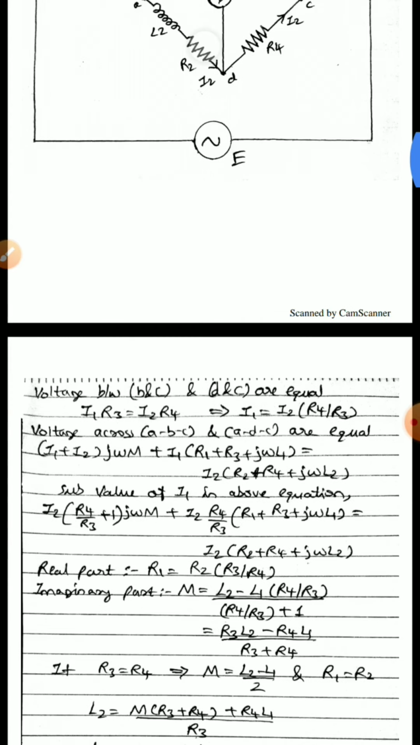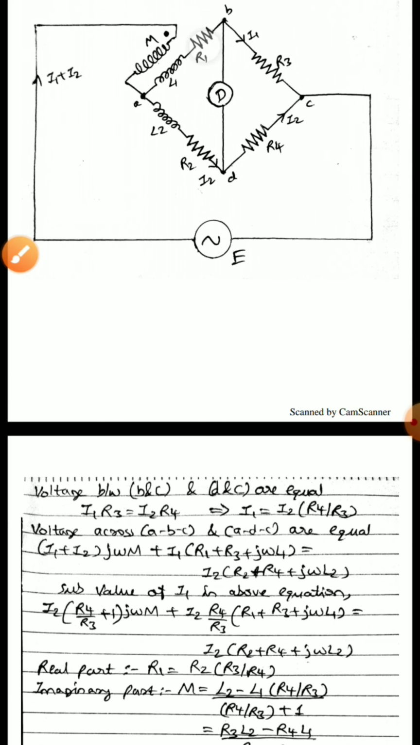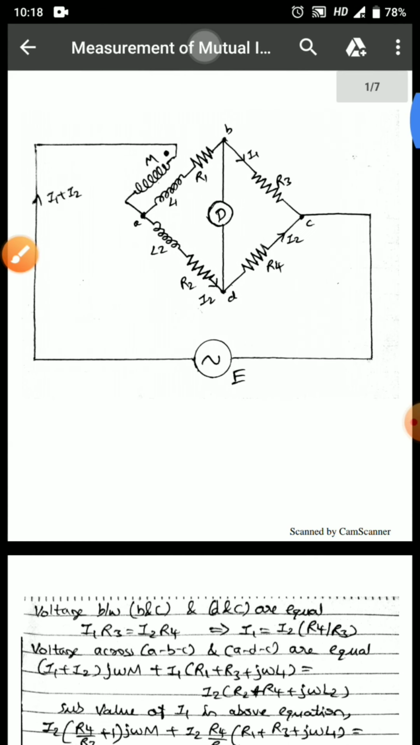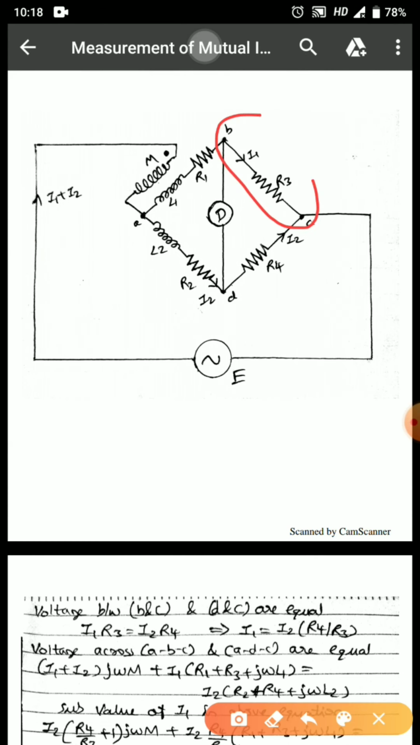From the diagram we can make out that the voltage drop between the points BC and the voltage drop between the points DC are equal. When is it equal? It is equal at the bridge balance condition. Bridge balance is the condition where no current is flowing through the detector. At this condition, I can clearly write I1 R3 is equal to I2 R4, and I can modify this as I1 is equal to I2 into R4 divided by R3.